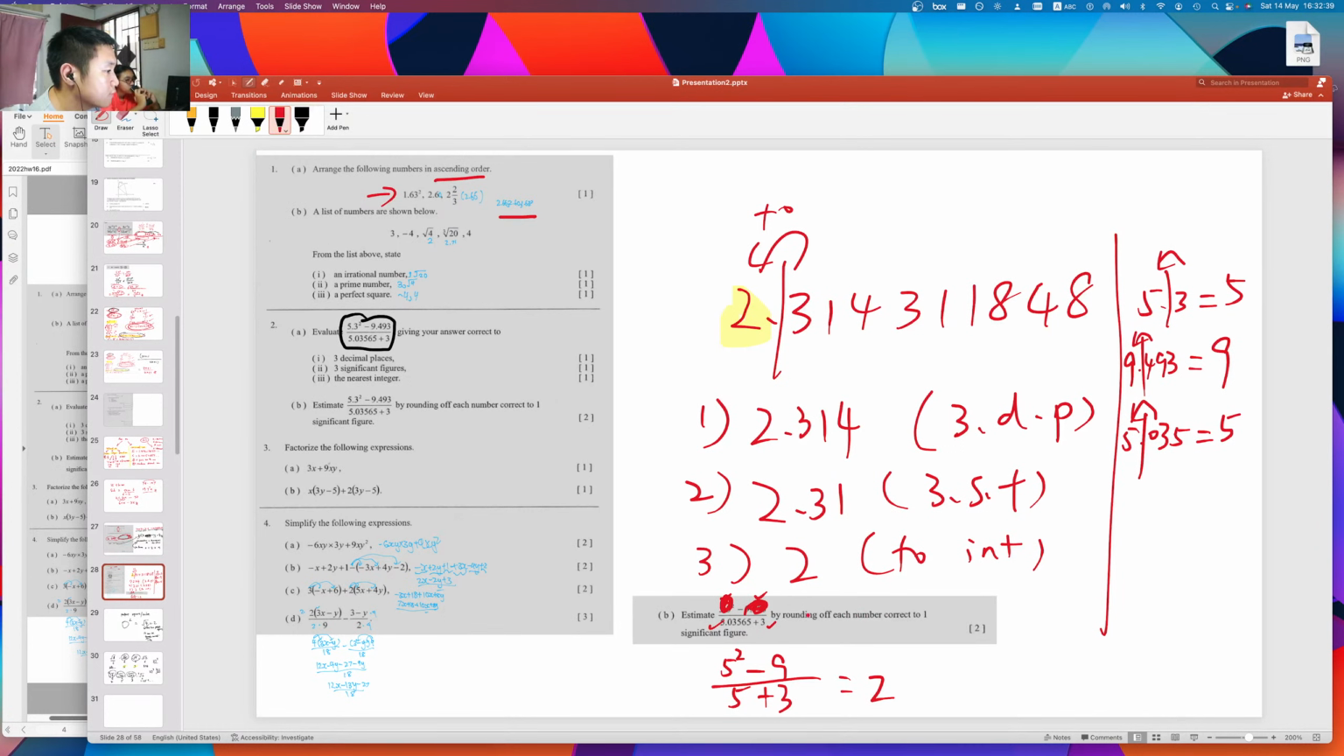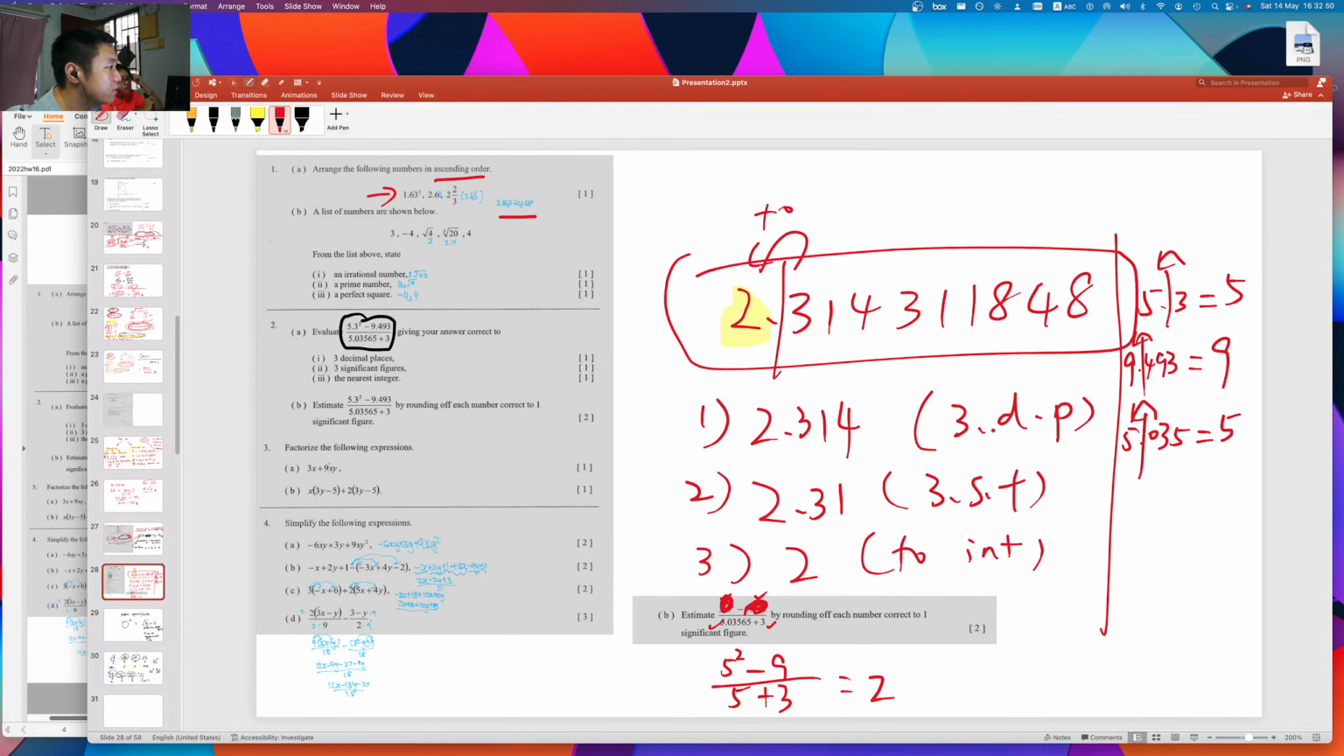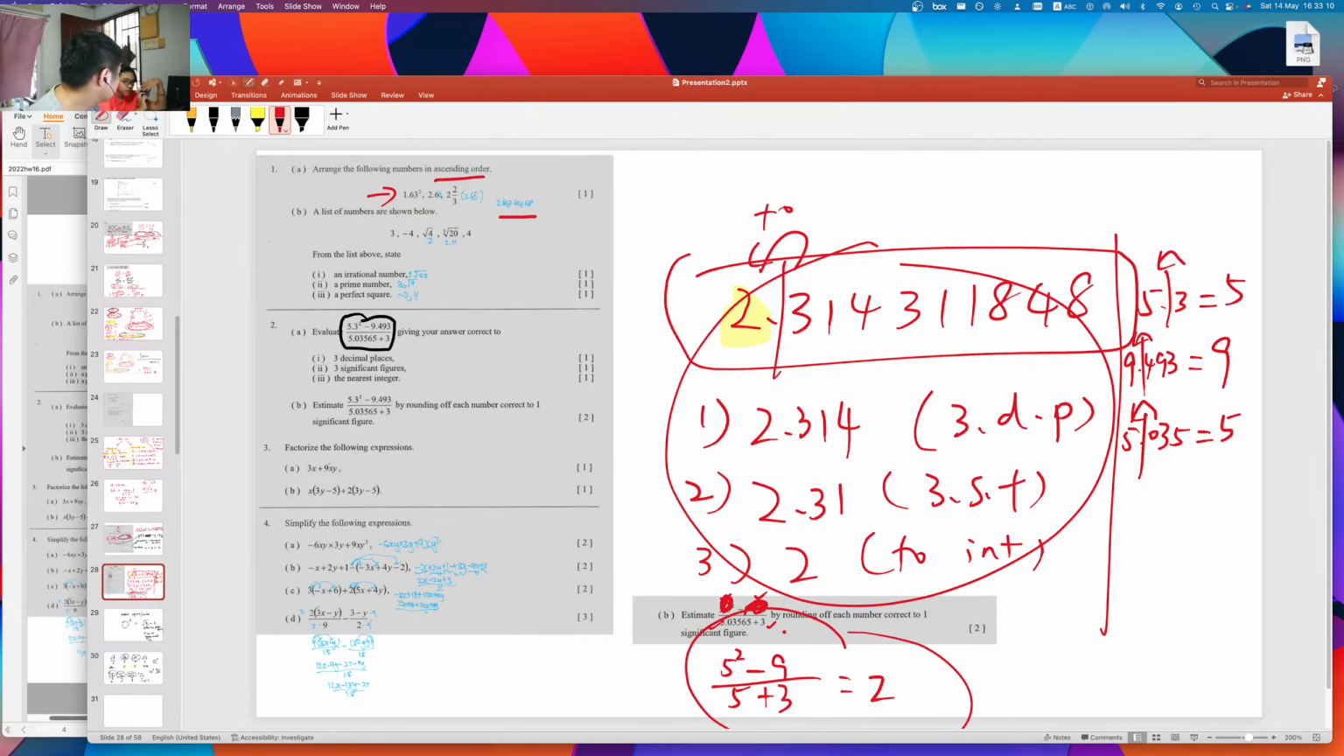So can you see how you do the two questions differently? This one, you use the calculator, you get the answer first. Then you give it to 2 decimal places, 3 decimal places, 3 significant figures, and 2 decimal places. This one, you do the estimate first. This one, you do the estimate last. This one, you do the estimate first. Can you see how different these two questions are? Okay, next.